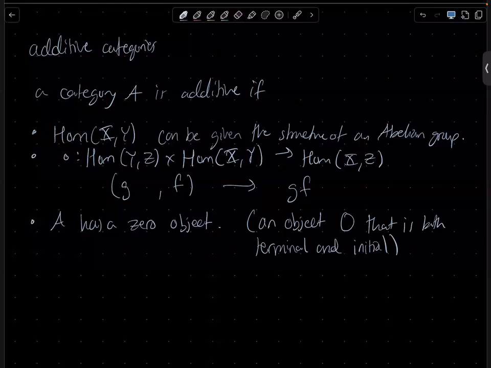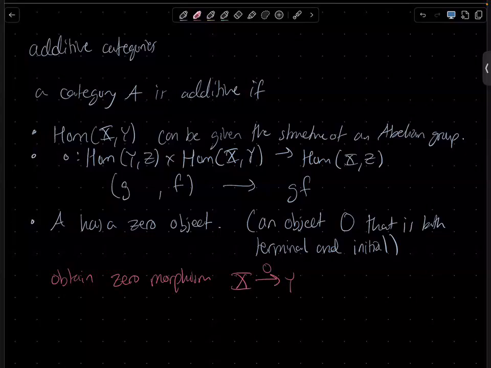And because it's terminal and initial, we can put these together. For any two objects x and y, we can create this zero morphism. So we obtain a zero map, which we write as x to y, the zero morphism, which is just x goes to 0, goes to y. And there's only one like this, right? Cool.